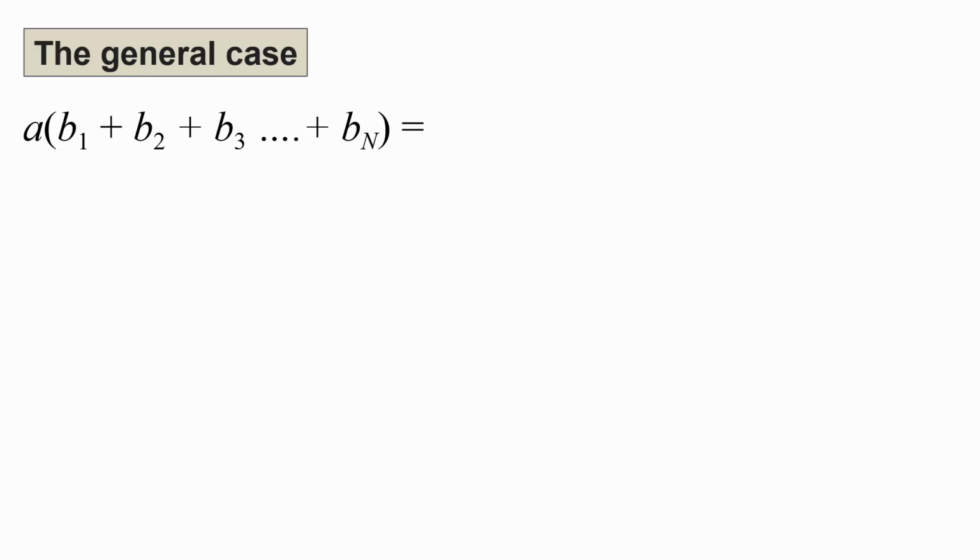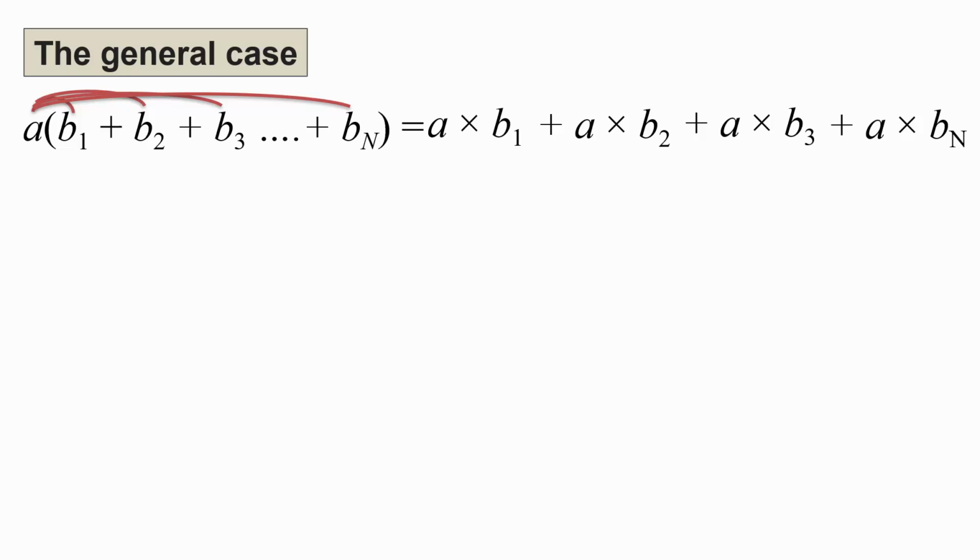We multiply each term inside the bracket by what's in front, in this case a. So the answer becomes the expansion a times b1 plus a times b2 plus a times b3 and so on, all the way up to a times bn, which would be the last term.